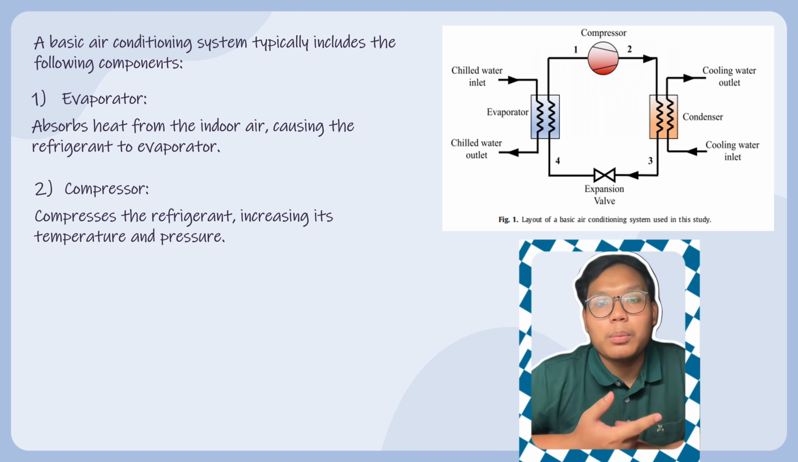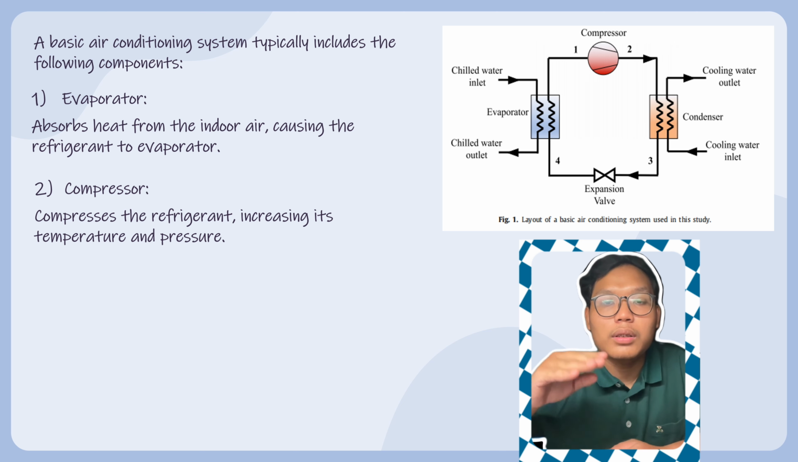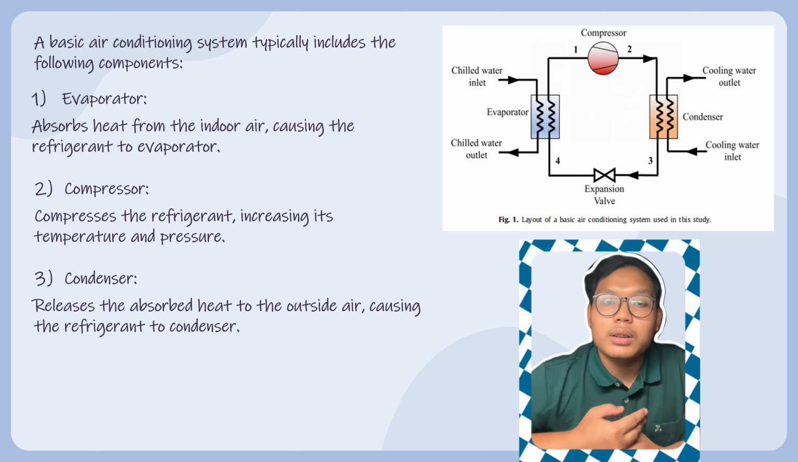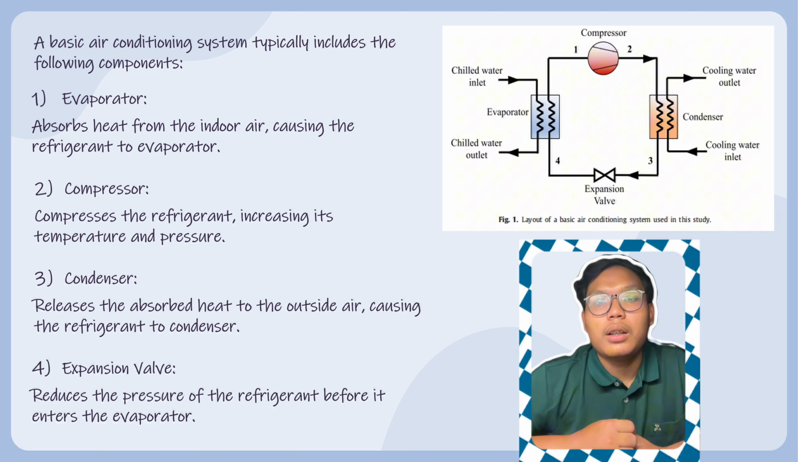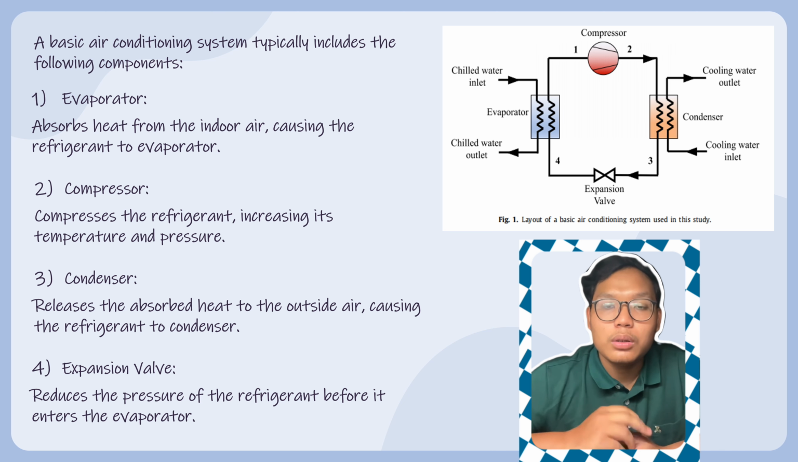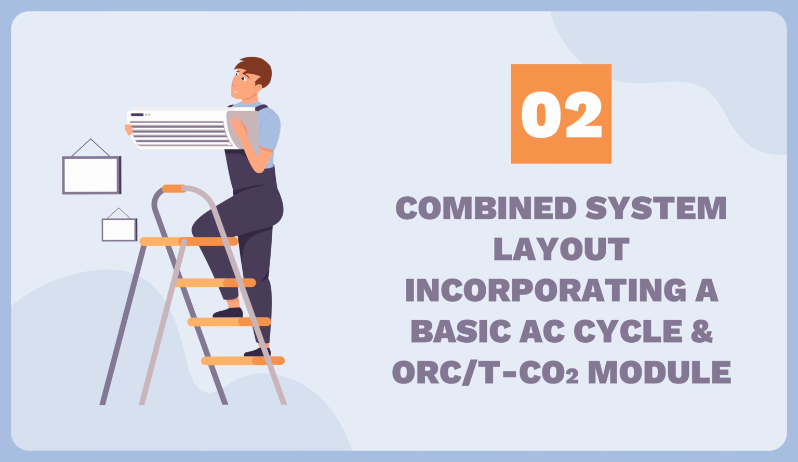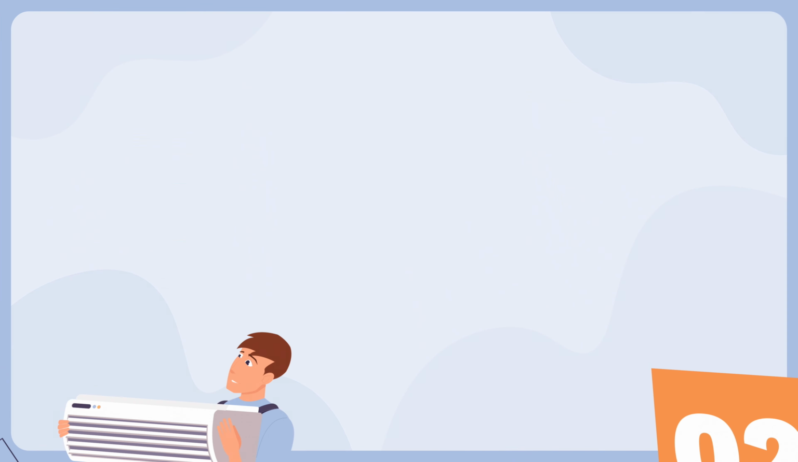So, the second is compressor. Compressor function is to increase the temperature and pressure of the refrigerant vapor. And the third is condenser. Condenser function is to release the absorbed heat into the outside air and turn it back into liquid. And the fourth is expansion valve. Expansion valve function is to reduce the pressure of the refrigerant before it returns to the evaporator, completing the cycle. Now, let's look at how this basic cycle can be combined with other systems.